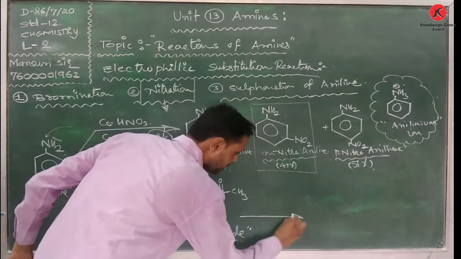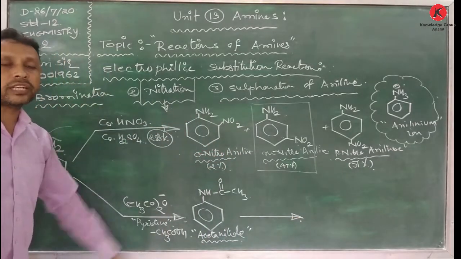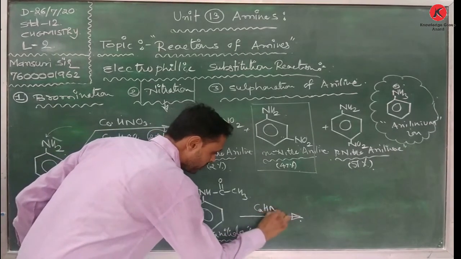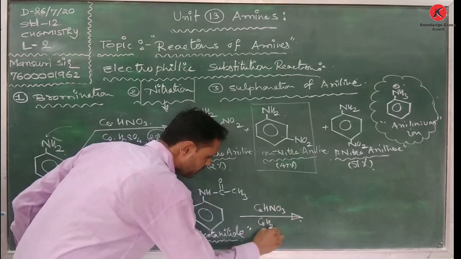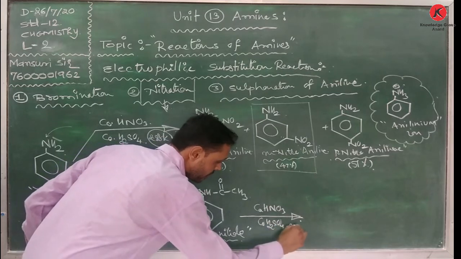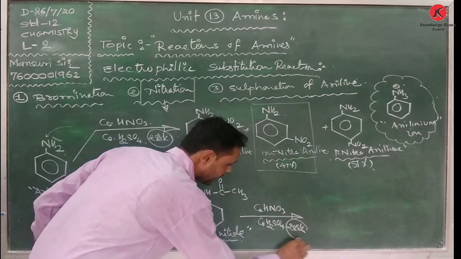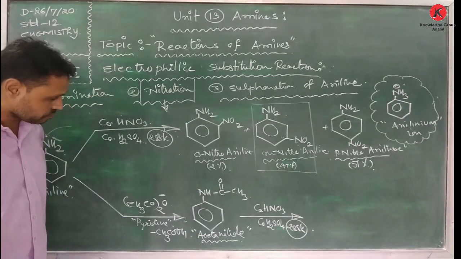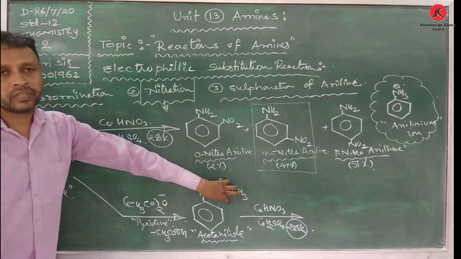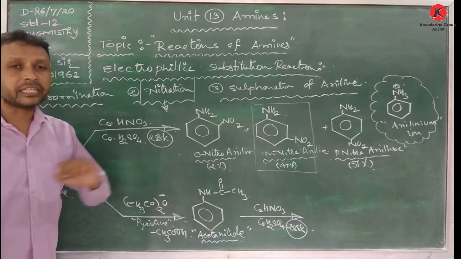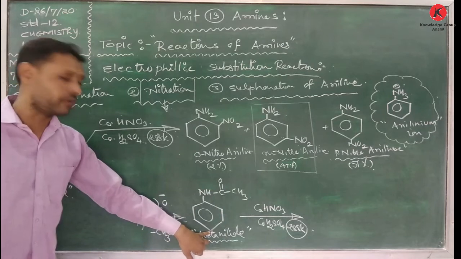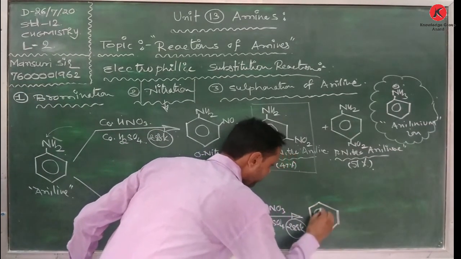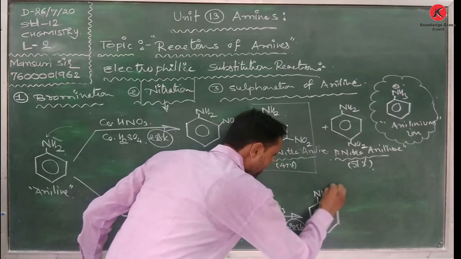After obtaining this substance, we have to take a nitration by using concentrated HNO3 and concentrated H2SO4 at 288 Kelvin temperature. Then what will form? Then this group is ortho-para-directing, but para is the major product. That is why para-nitroacetanilide is obtained.